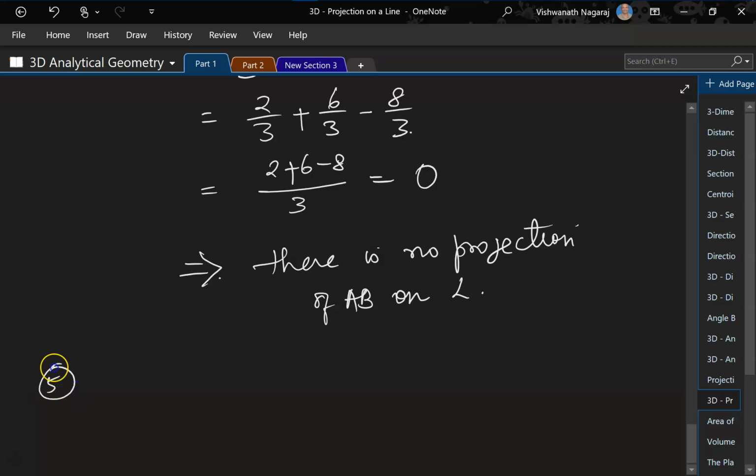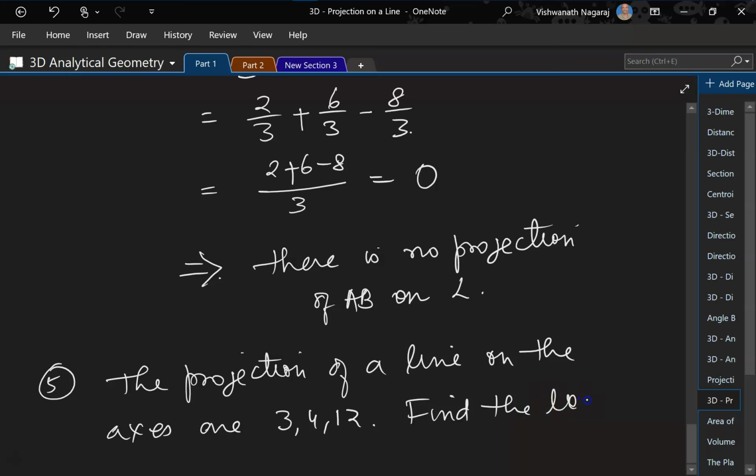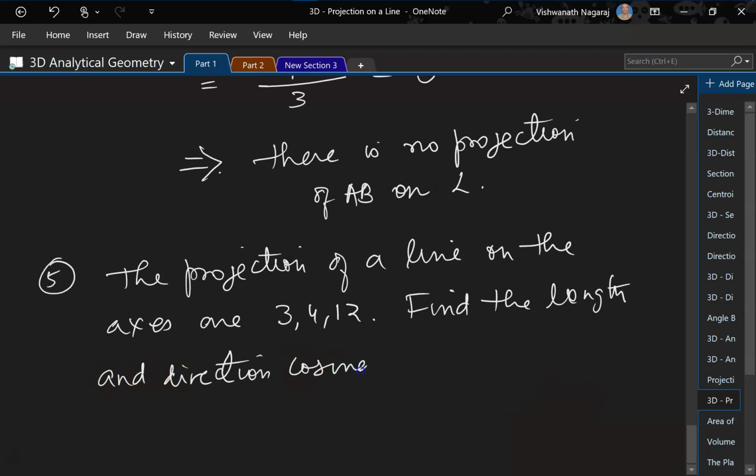Okay. Fifth one: the projections of a line on the axes are 3, 4, 12. Find the length and direction cosines of the line. Pretty straightforward, right? This is nothing but the coordinates of a point. Projection of a line on the axis means, when you drop a perpendicular from this point, in the x direction it will be 3, in the y direction it will be 4, in the z direction it will be 12.